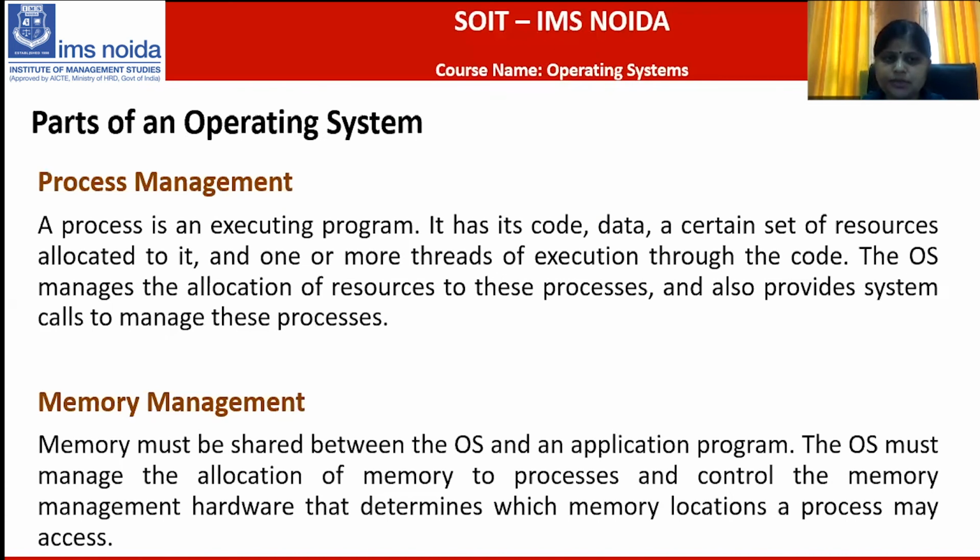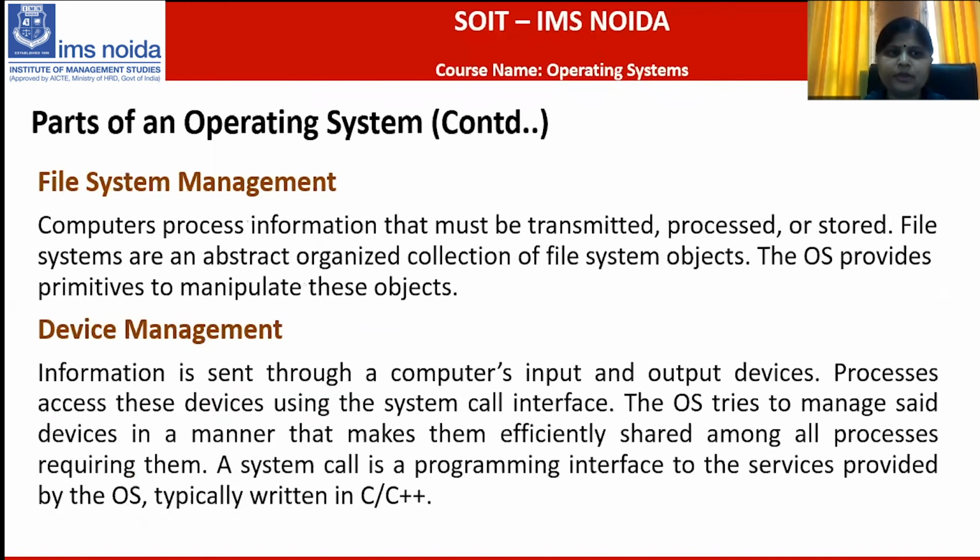Second is memory management. Memory must be shared between the OS and application programs. The OS must manage the allocation of memory to processes and control the memory management hardware that determines which memory locations a process may access. Next is file system management. Computers process information that must be transmitted, processed, and stored. File systems are an abstract, organized collection of file system objects. The OS provides primitives to manipulate these objects.